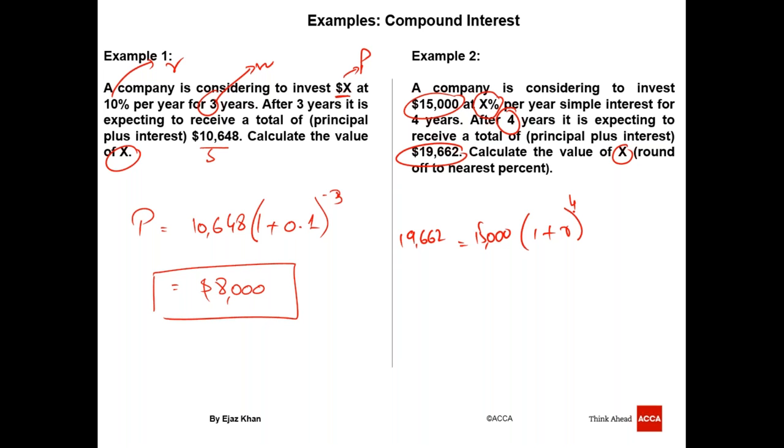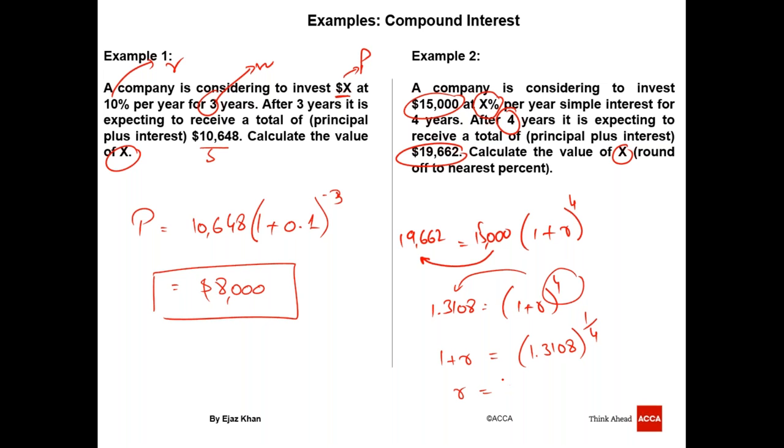So is it 7%? Is it 7%? Okay, all you have to do is to divide this figure here, and if you do so, you will get 1.3108 is equal to 1 plus R raised to the power 4. So to remove the power from here, we need to put a power of 1 upon 4 on the other side. So it will be 1 plus R is equal to 1.3108 raised to the power 1 upon 4. So if we solve it, are we going to get 7%?